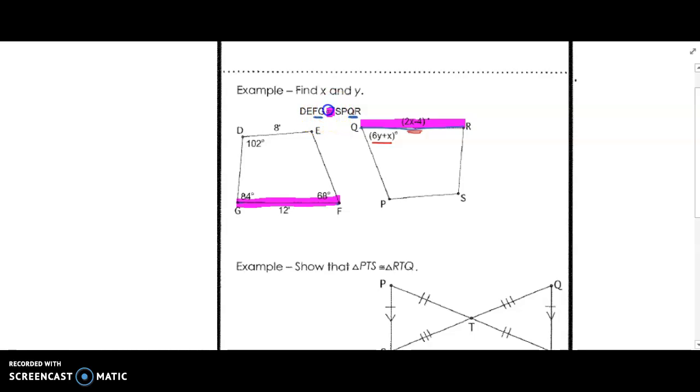Okay, and we know since they're congruent, the corresponding sides are congruent, so that means 12 feet is going to equal 2x minus 4. Okay, so now I've turned a geometry problem into an algebra problem, so add 4 to both sides. So 16 equals 2x. Divide by 2, I get 8 equals x. Okay, so my 8 is x.